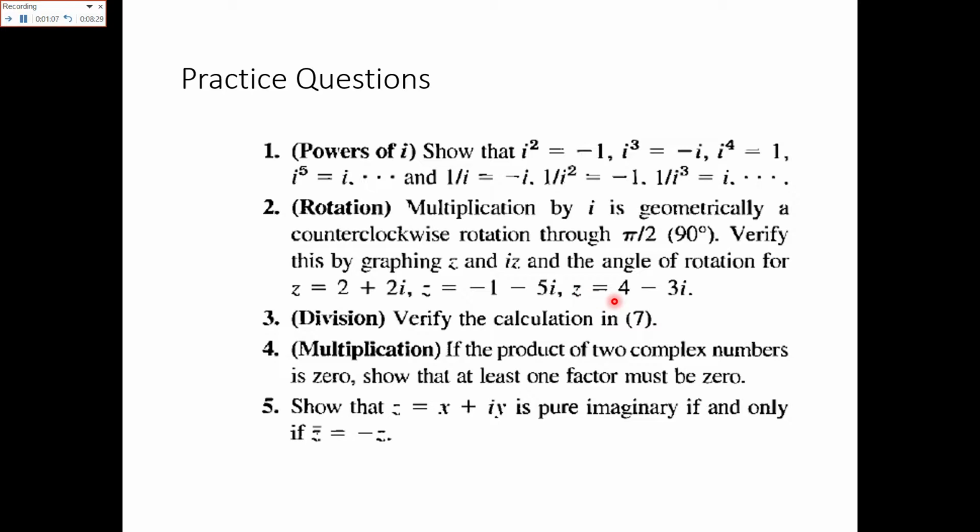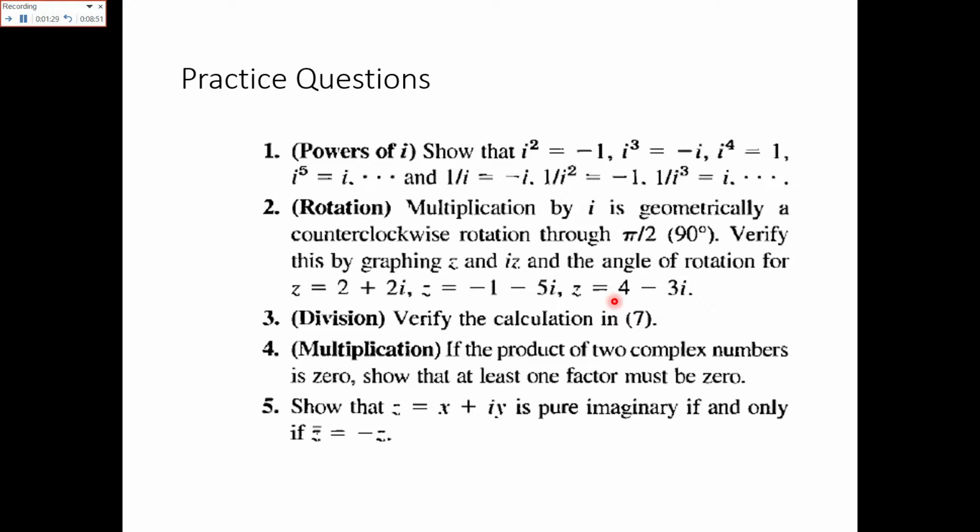In question number 4, if there are two complex numbers in the form x plus iota y and their product is 0, show that at least one factor must be 0. So you have to show that at least the real or the imaginary part would be 0. So that is the practice question that you have to solve.